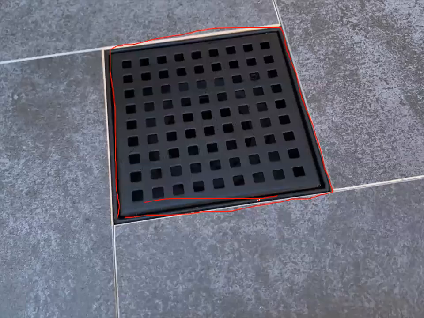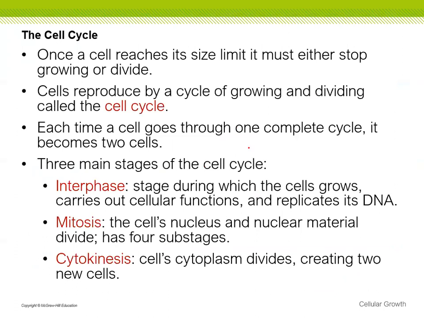So what it's going to do is, instead of growing, it is going to stop growing or it's going to divide. So one cell will become two cells. This growing and dividing process is called the cell cycle, and that's primarily what we're focused on today. Every time it goes through one cycle, it turns into two cells. We've got three main phases of it. We're gonna break down all three.